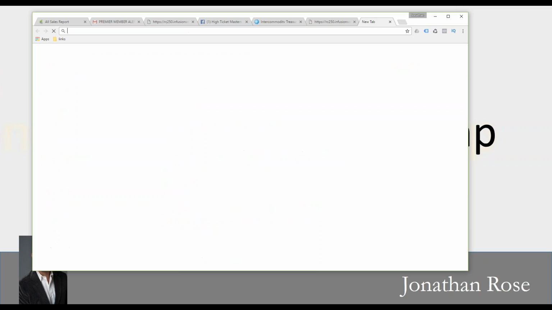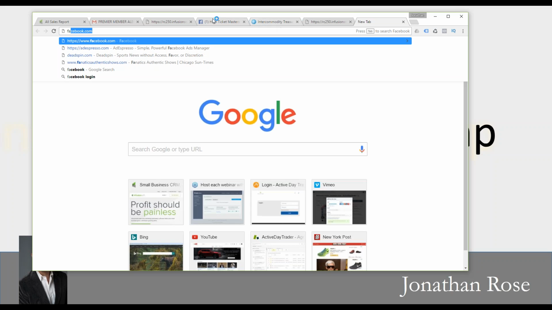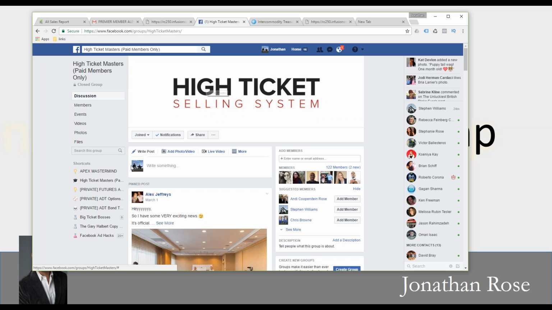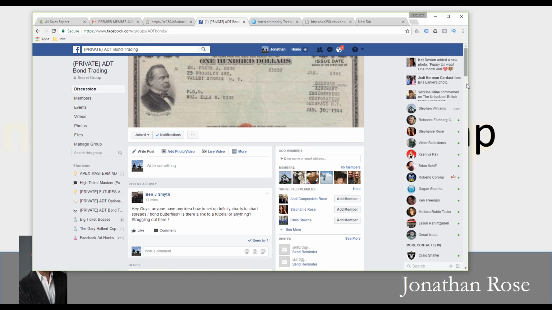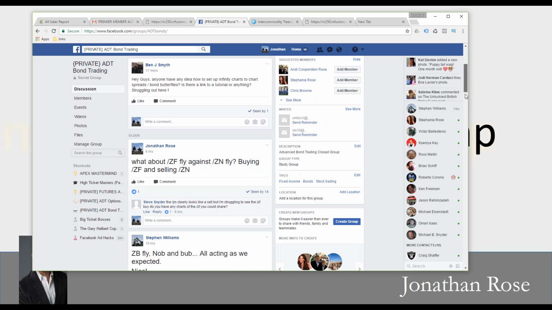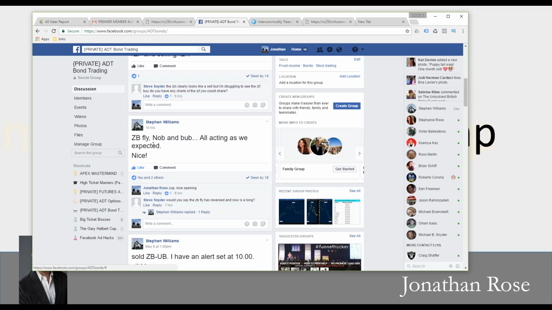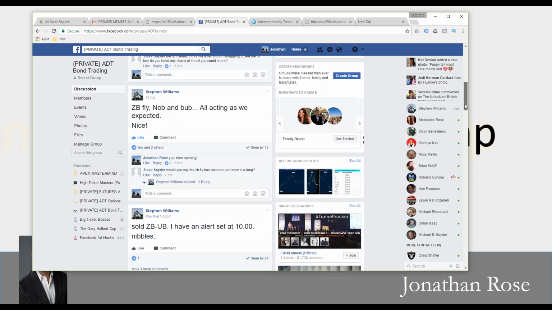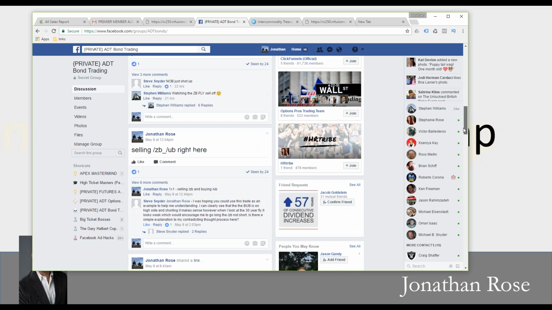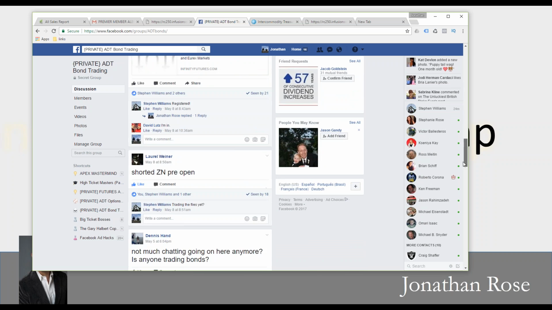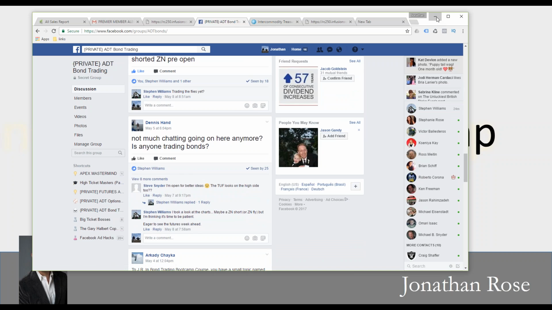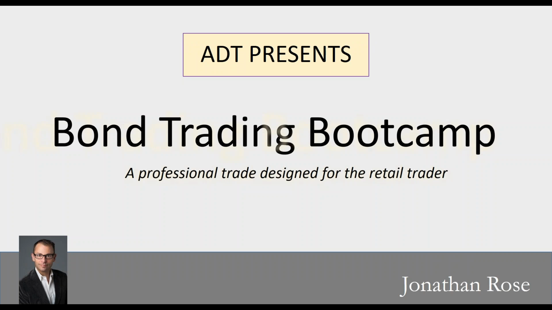We got that, and then the advanced bond room will look like this. Here, Steve, all acting as we expected. Nice. Okay. This is what the advanced bond room is. We're just talking about trades all day. Okay. Again, everyone's going to have different results.